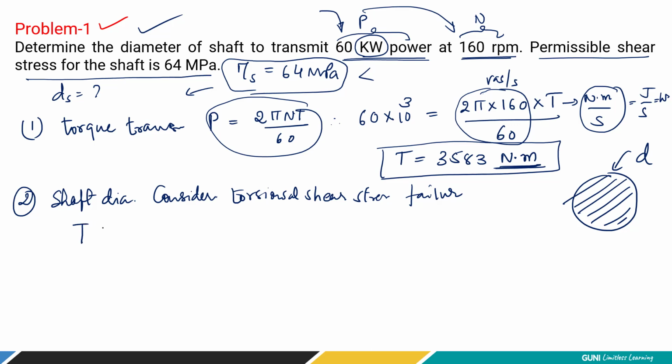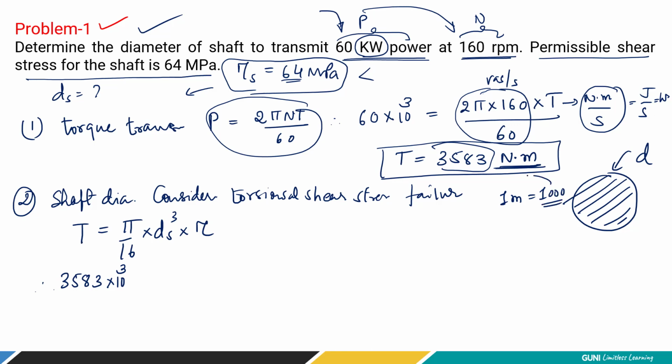So here the torque equation is very simple, pi by 16 d raised to cube into shear stress. Now here the shear stress limit is given, 64. Okay. So let's put the value. Now torque is 3583. Here I cannot keep Newton meter. I have to convert it to Newton millimeter because I want the shaft diameter in millimeter, right? So I multiply by 10 raised to 3. 1 मीटर में कितना होगा मिलीमीटर? 1000, right? Very simple. So that's why I converted by multiplying 10 raised to 3, is equal to pi by 16.